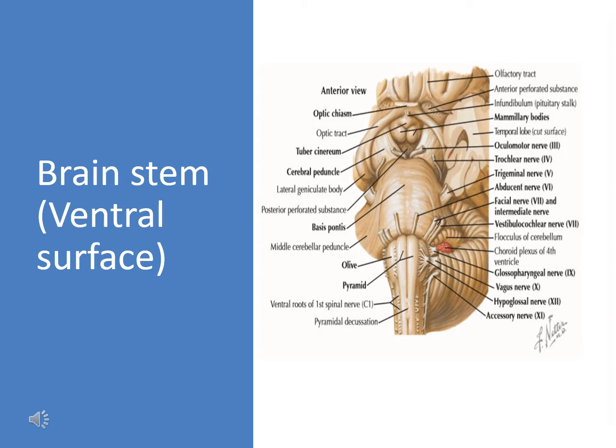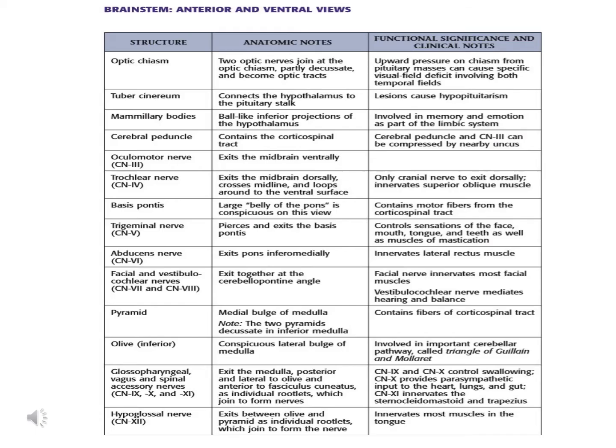Lateral part of the pons, the trigeminal nerve exits, and as we can see in the diagram, the facial and the vestibulocochlear nerves exit in the junction between pons and medulla, and the lower nerves exit at the lateral border of the medulla oblongata. Here we can review the anatomical landmarks and functional anatomy of the ventral or anterior surface of the brainstem.